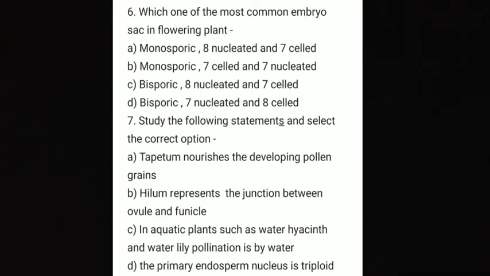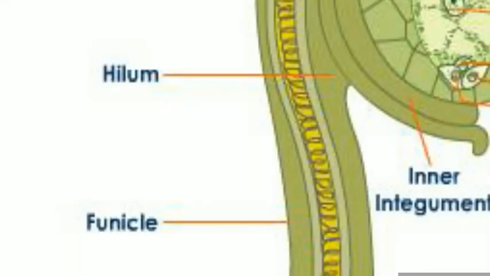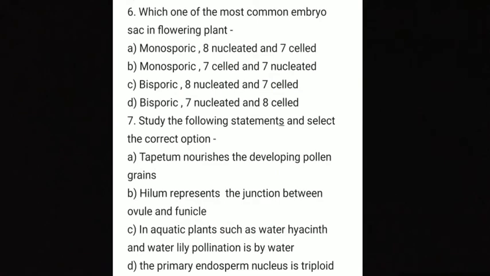Here the option is option B, hilum. Hilum represents the junction between ovule and the funicle. We know this diagram. It means the ovule structure. First one the funicle and second the hilum. So hilum represents the junction between ovule and funicle.